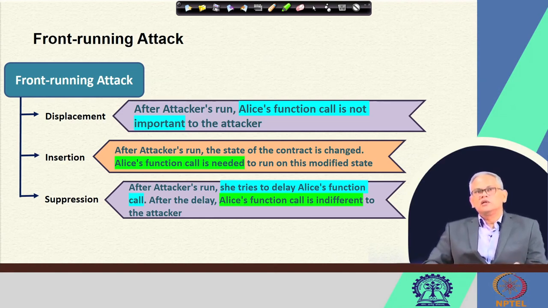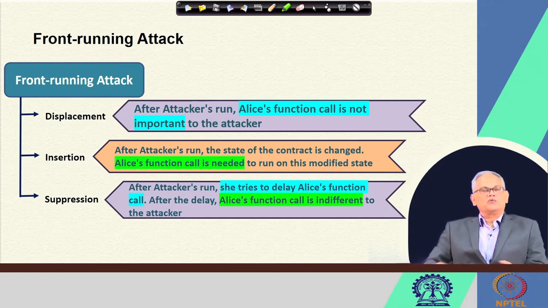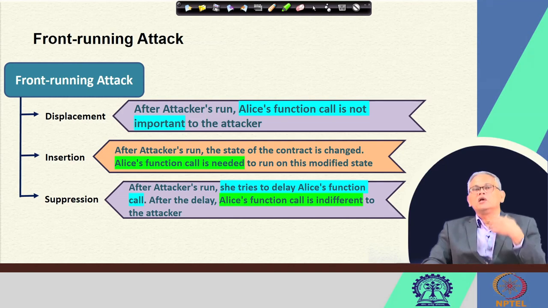And in suppression, after the attacker's run, the attacker tries to delay Alice's function call, and after a certain amount of delay, it does not really matter whether Alice's function call gets executed or not. This suppression type of attack is not very common, but we will talk about one such suppression type of attack, and you will be able to follow why that is also an interesting type of attack.